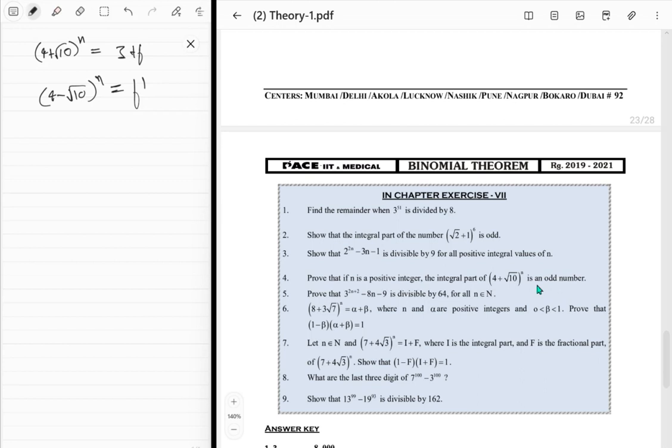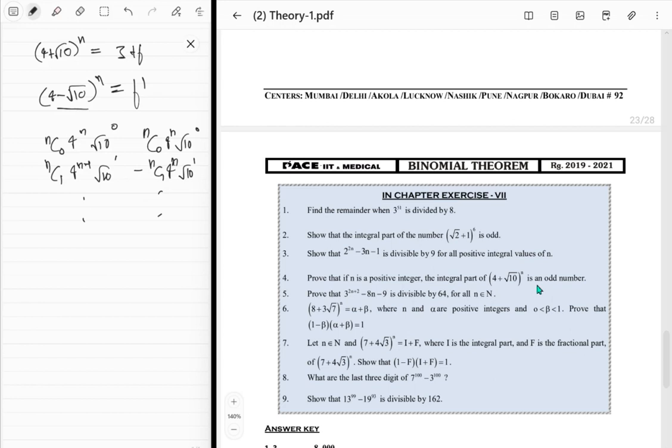And then do the same thing, write down the expansion for this guy. So it's going to be nC0 4 power n square root 10 to the power of 0, and then you've got nC1 4 power n-1 square root 10 power 1, and so on. And then side by side write down this guy's expansion as well. So it's going to be nC0 4 power n square root 10 power 0, and then you've got negative nC1 4 power n-1 square root 10 power 1, and so on.